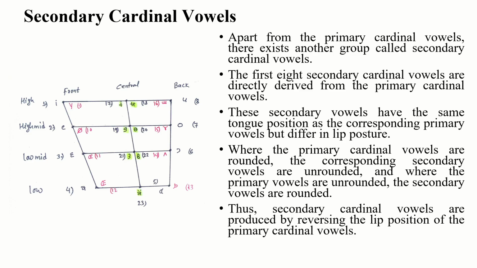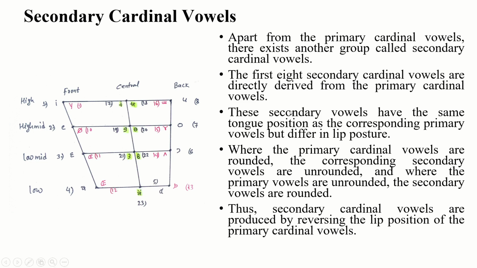Now the next one is secondary cardinal vowels. Numbers 1 to 8 are primary cardinal vowels, and apart from them there exists another group called secondary cardinal vowels. The first 8 secondary cardinal vowels are directly derived from the primary cardinal vowels, with the same tongue position as the corresponding primary vowels but differing in lip posture. After these first 8, we have other additional cardinal vowels also.